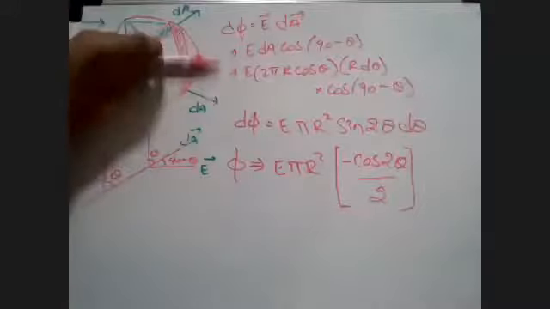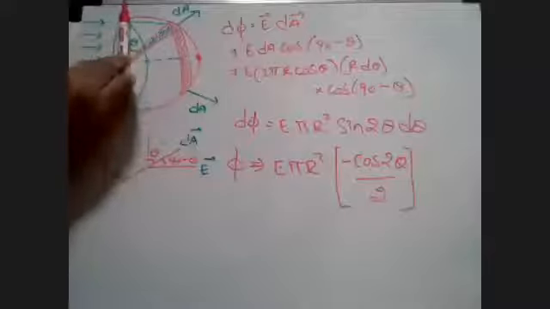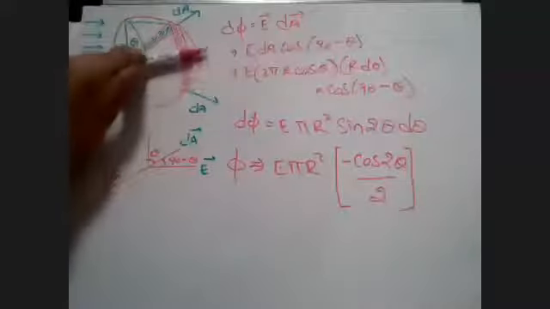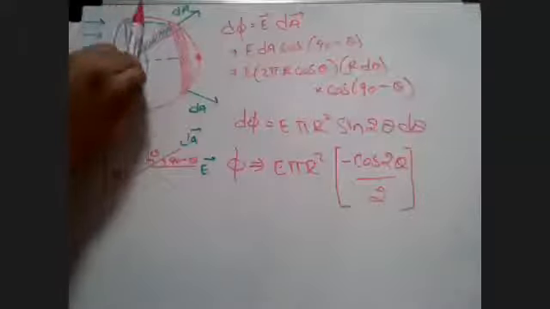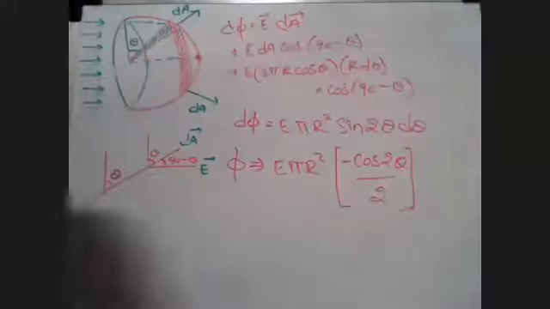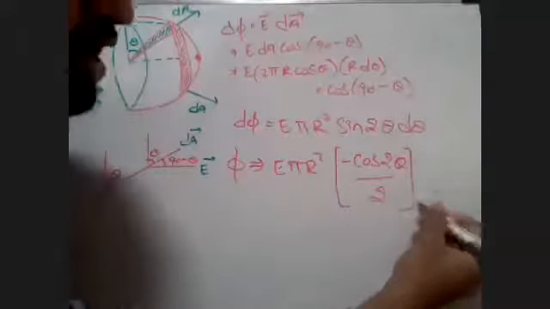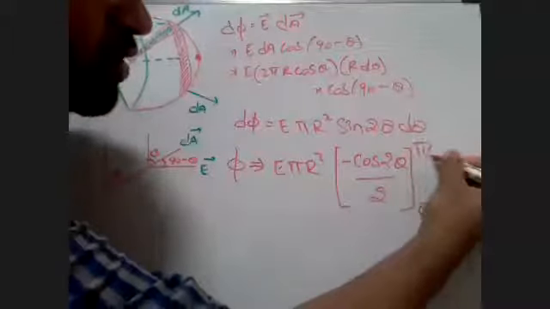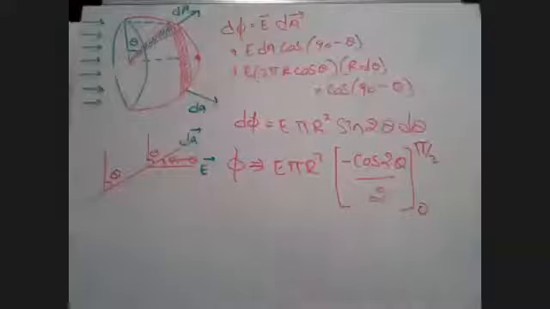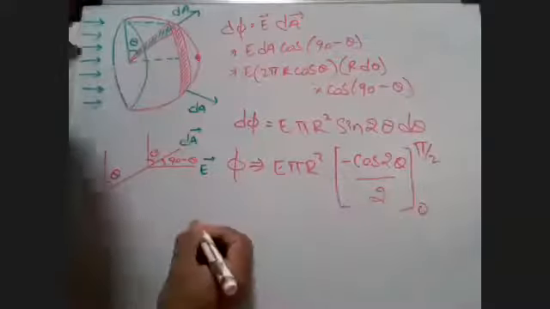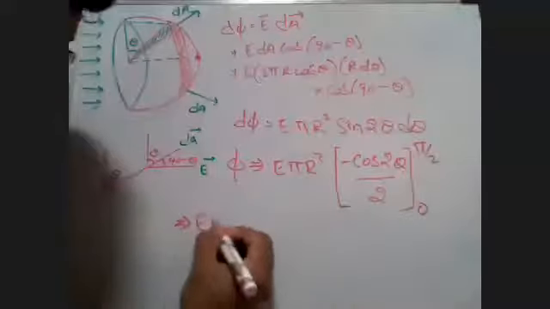So till where you have to go? From 0 to pi by 2. Okay. Anyone has a doubt? So we have 0 and we have pi by 2. If anyone has a doubt, please tell me, because I used to have a lot of doubts. They were unsolved just because I never asked them. Anyways, it's going to be E pi r square.